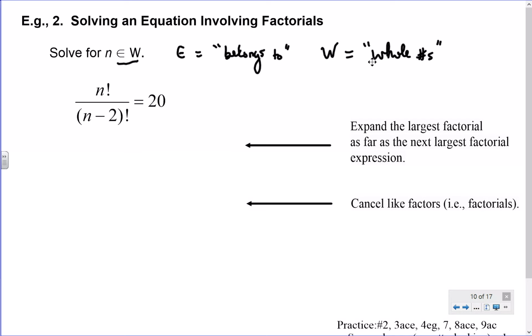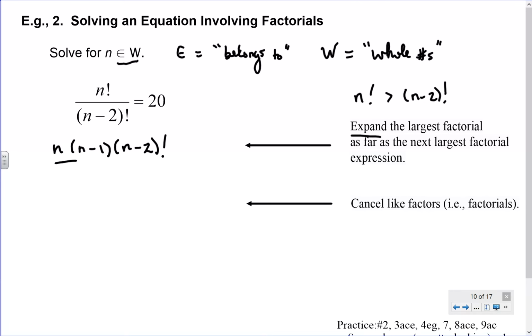So the same rules apply. We're going to expand out the largest factorial we have, and in this case, n factorial is larger than n minus 2 factorial, because n minus 2 is 2 less than n. So we're going to take that numerator and expand that out. So it would be n multiplied by the next number, which is 1 less than n, multiplied by the next number in succession, which is 2 less than n, and I'm going to leave that at a factorial.